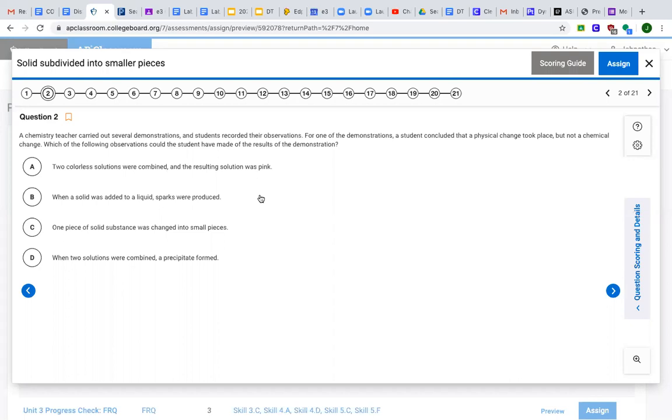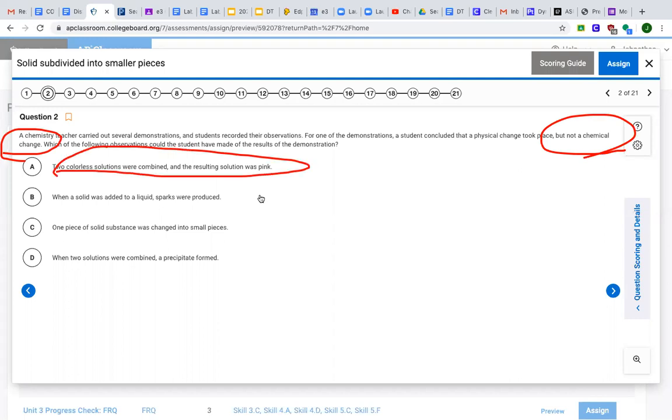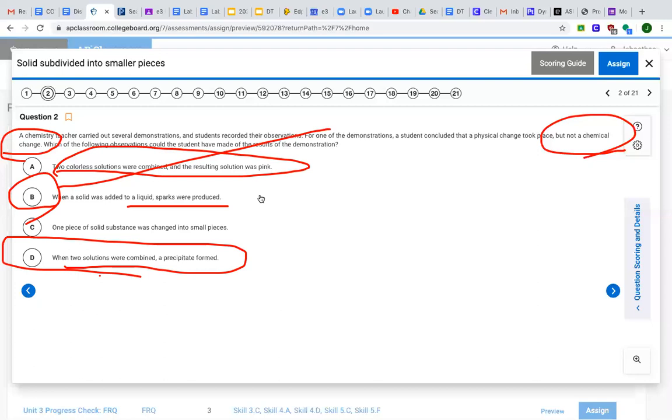I agree. Okay, so remember, guys, this is saying not a chemical change, okay? So when color changes, we do have a chemical change. So it can't be A, right? What about B? Would it be D? D, precipitate formed. No, that's a chemical reaction too, because you've got two solutions combining and then something solid coming out of the solutions. So that's called a precipitation reaction.